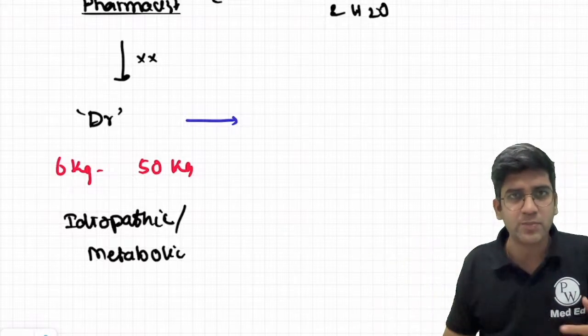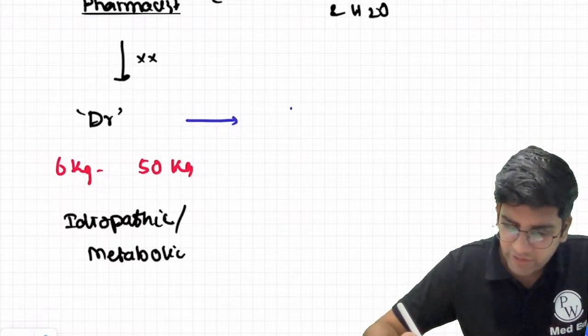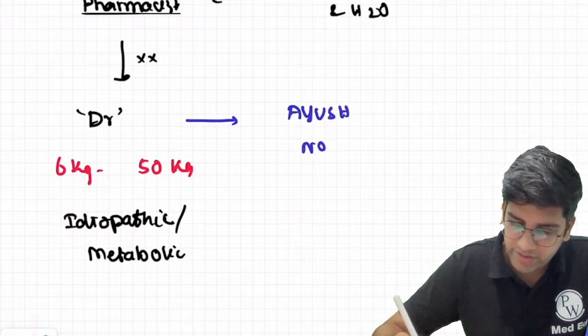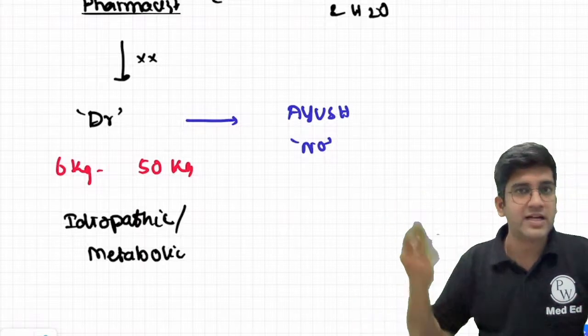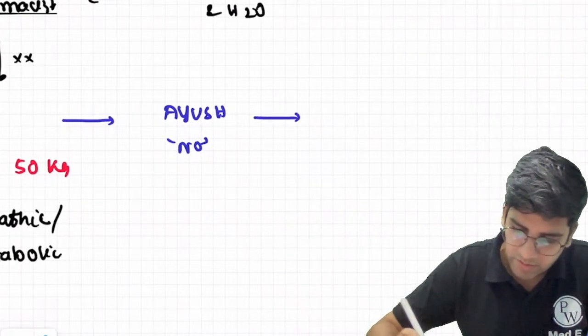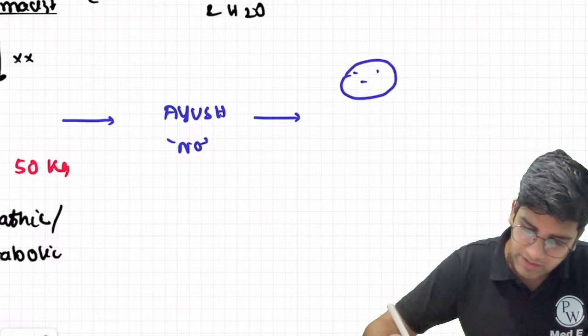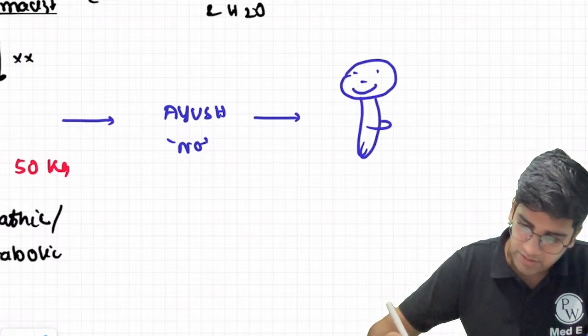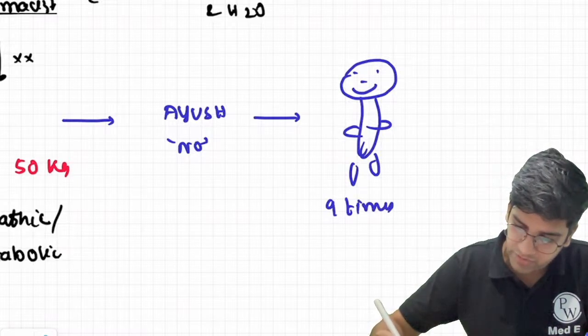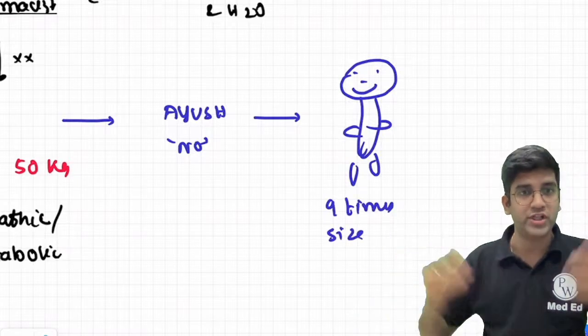This person called it idiopathic and the mom is worried. They went to Ayush. Obviously, the Ayush guy also said, I don't know the reason. It's some random thing. The kid is very huge, right? Okay, then the kid became bigger and bigger and bigger, right? Huge. The kid became 9 times its size. Such a huge kid it became.